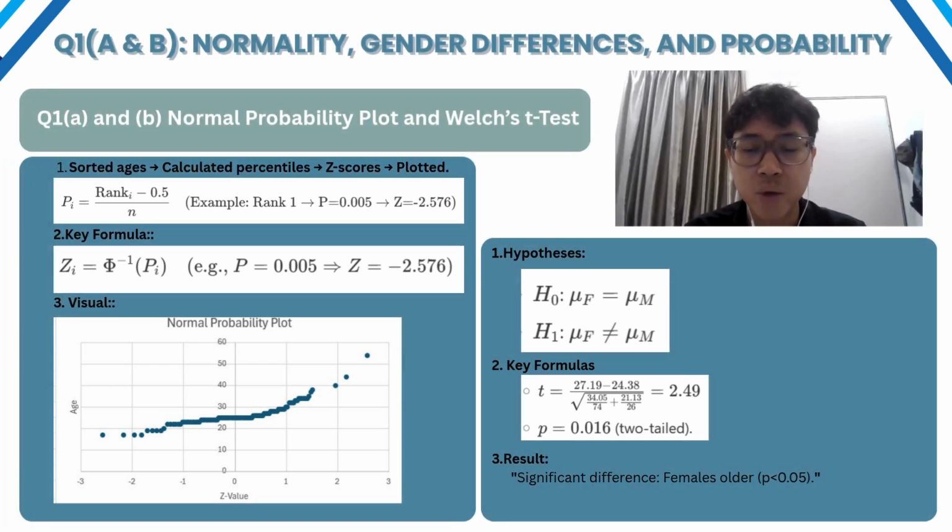From Group B2A, and today we'll share our analysis of LRT passenger ages, focusing on normality and gender differences. First, we check if the passenger ages follow a normal distribution, as the company assumed.